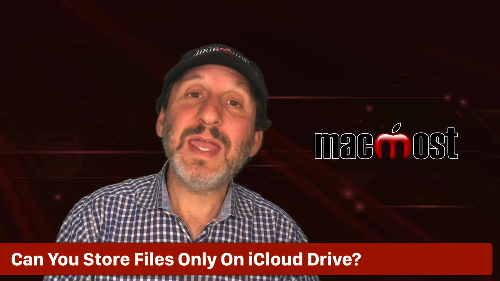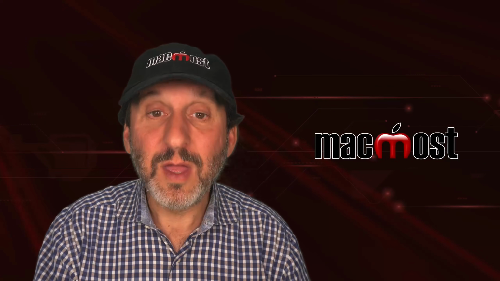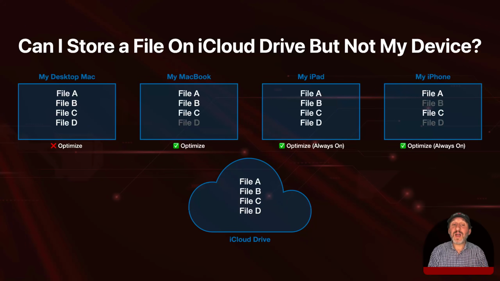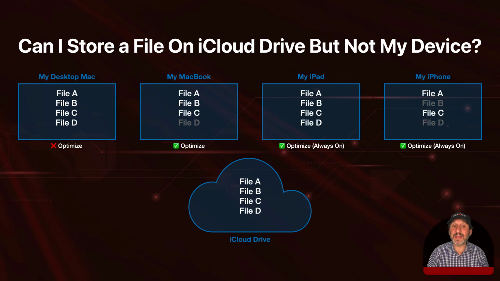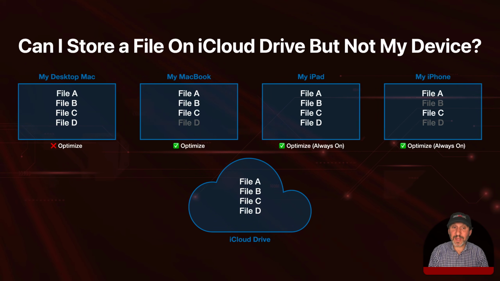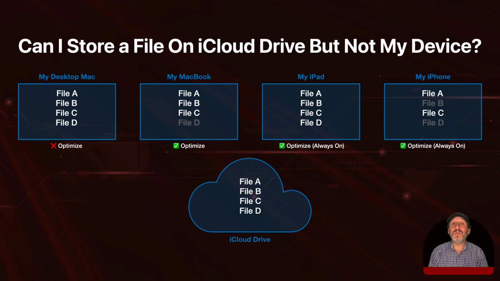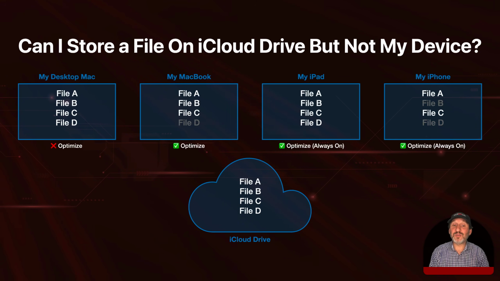How about the opposite? Can you store files on iCloud Drive but not have them local? Well, I already showed you this. If you've got Optimize turned on, say on your MacBook, you can have File D automatically not be taking up any space on your MacBook. You'll still see it there. As long as you don't try to access it, it's not going to try to download the content. And I showed you how to actually remove the download so that you can manually override iCloud Drive and say you don't want that file taking up any space locally. This is how you have a file stored on iCloud Drive only and not on your local device.